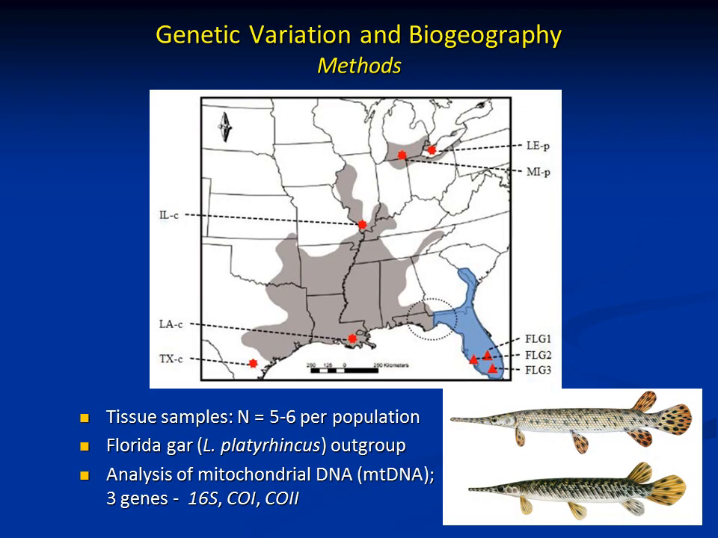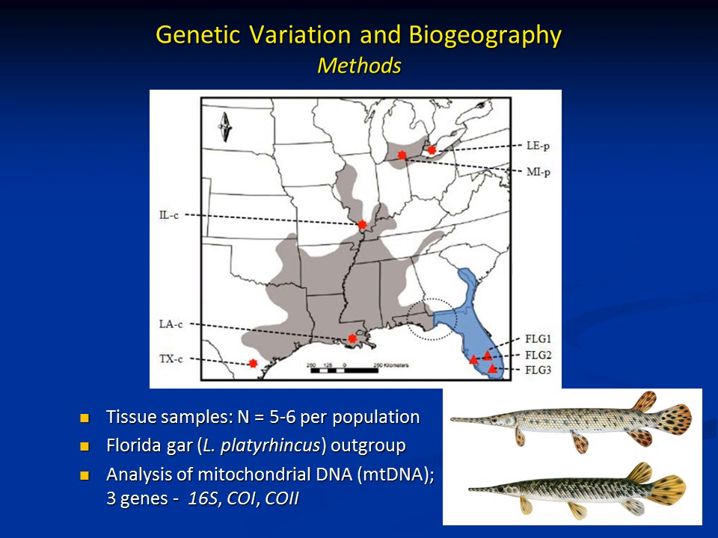So, as you might recall, we collected tissue samples from several different populations. We collected tissue samples from the peripheral population of spotted gars in the Great Lakes, and we also collected tissue samples from other populations in the sort of core population. We got some from Illinois, some from Louisiana, some from Texas. As I mentioned earlier, we eventually updated this map to cover that Texas population there.